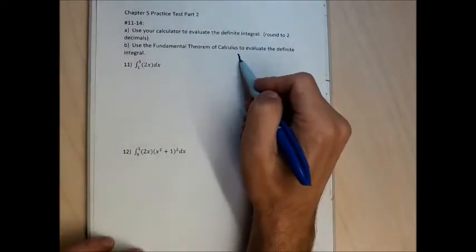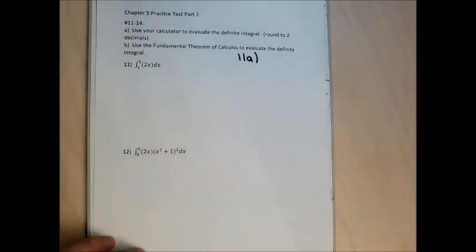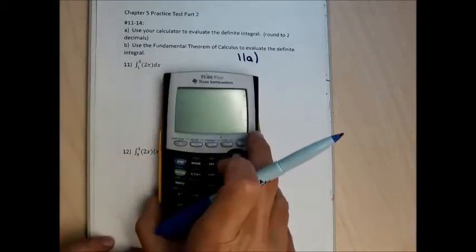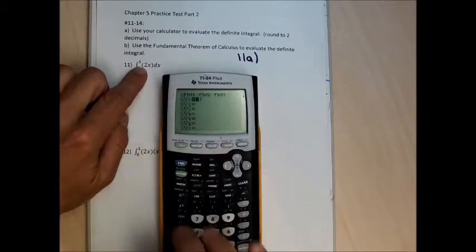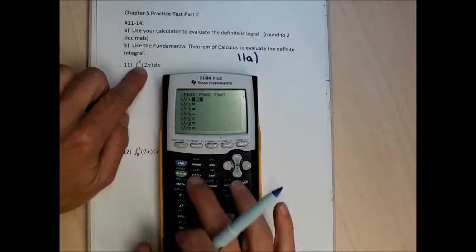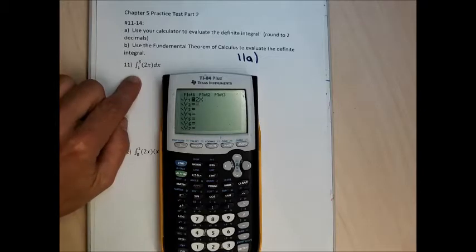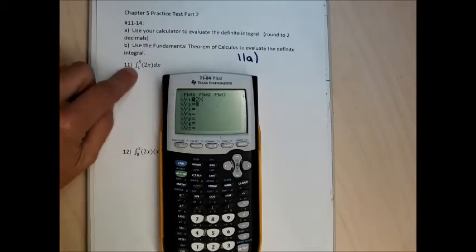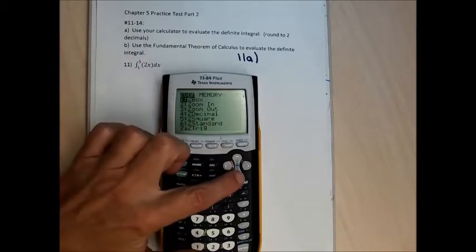So to do part 11a, there isn't going to be any work I'm going to show. It's just all on my calculator. 11a wants me to use my calculator to estimate an area. So on my calculator, I'm going to enter the function 2x. And I don't need to get really fussy with my window. I don't have to set x min equal to 1, x max equal to 5. I think a standard window is going to be adequate. So let me go zoom standard.